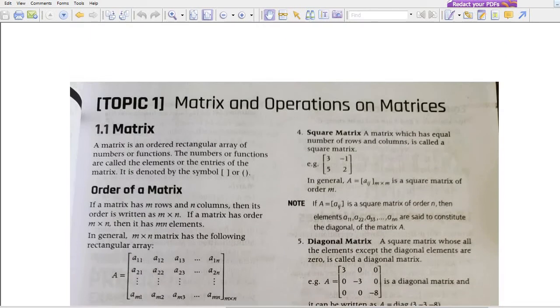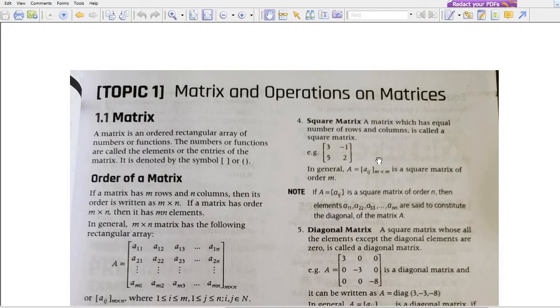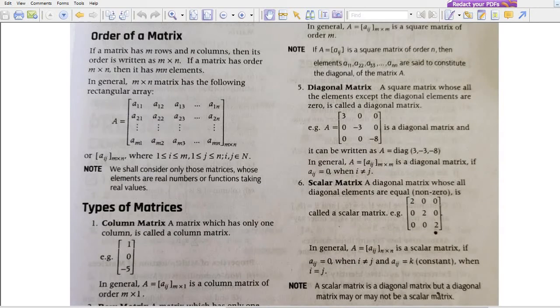So next one is square matrix. All of you know what a square is. A square means where length is equal to breadth. Same way in case of matrix, if the number of columns is equal to the number of rows, then the matrix is called a what? Square matrix. So this is an example of a square matrix. See how many rows are there? 2 rows are there. And how many columns are there? 2 columns are there.